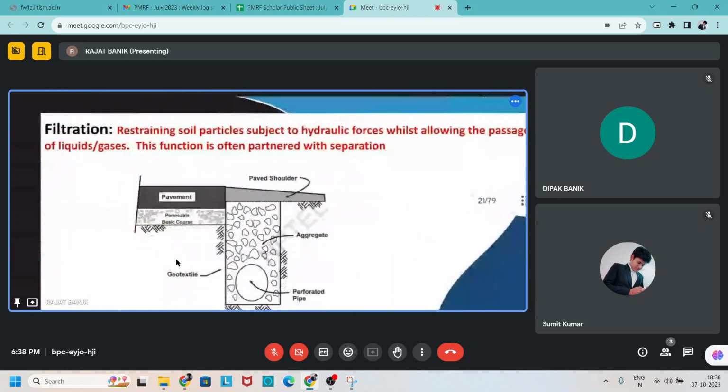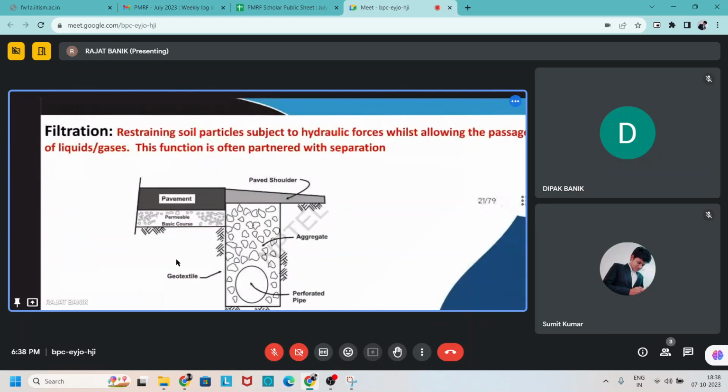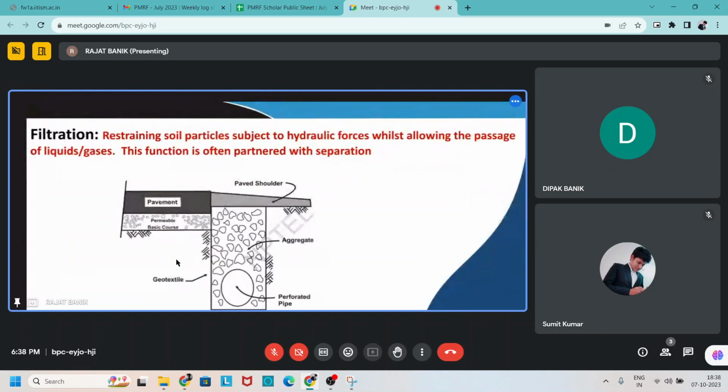And then geosynthetic material as a filtration. The geosynthetic material we can use as a filtration, restraining soil particles subjected to hydraulic force, while allowing the passage of liquid and gases. This function is often partnered with separation. That means this geosynthetic material, when we use it as a filtration, can also be used as a separation also.